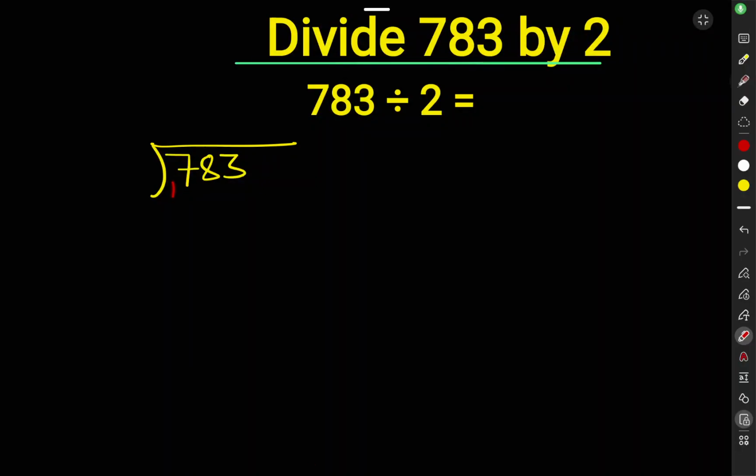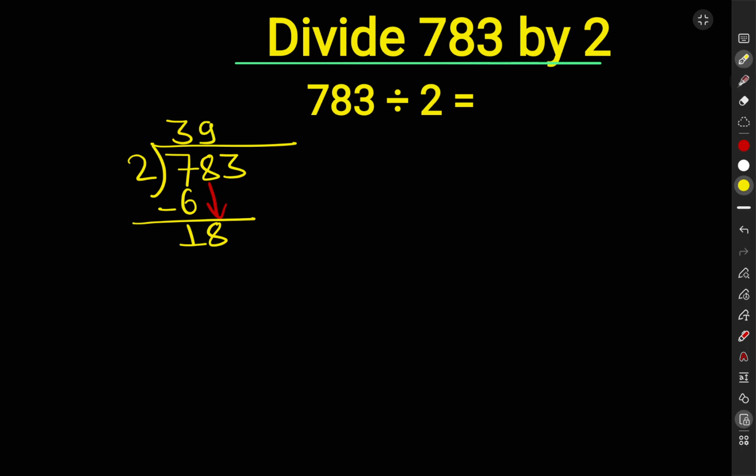We divide 783 by 2 in long division method. So 2 times 3 is 6. On subtracting we get 1. So now we put down this 8 and it is 18.